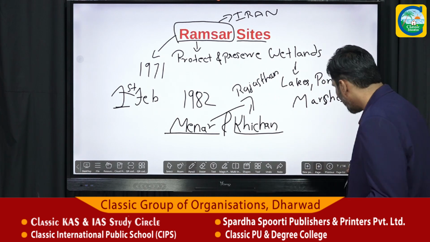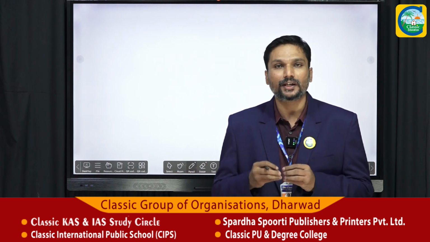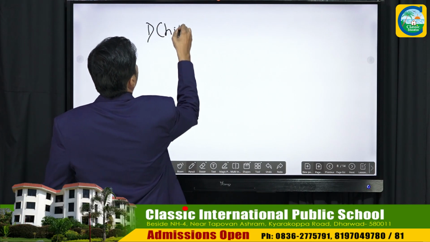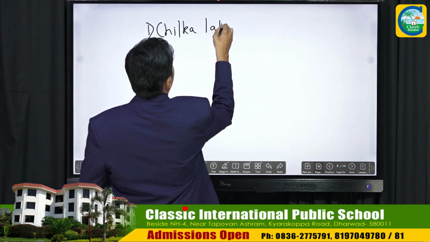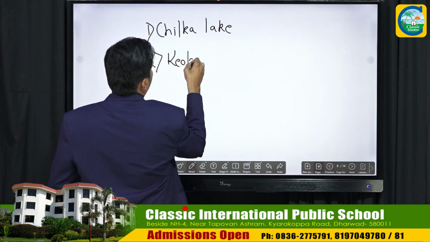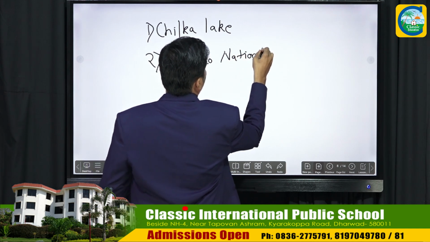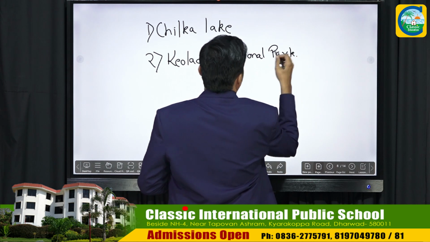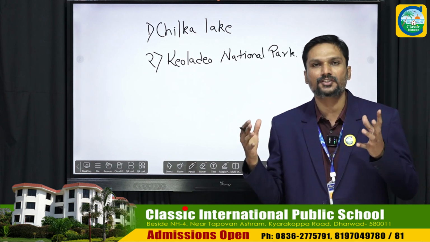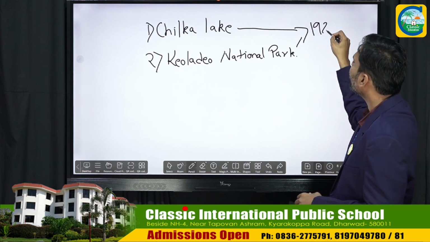Okay, now let us look into some important facts about this Ramsar Convention. The first sites in India to gain the recognition of Ramsar sites are, first one is Chilka Lake. The other one is Keoladeo National Park. These are the two important wetland sites which gained the recognition of Ramsar sites for the first time in our country, in the year 1981. Please keep this in your mind.